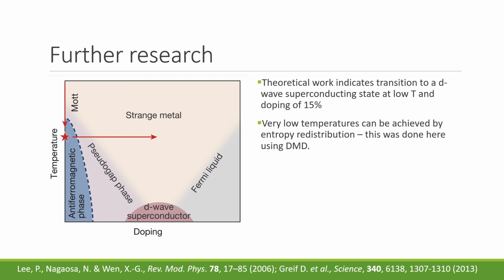Using the experimental methods laid out in this paper, the authors predict that even more of this phase diagram could be explored, possibly by reducing the temperature further using entropy redistribution, which they did here, but a more sophisticated entropy redistribution scheme could be utilized to get down maybe into the pseudogap phase or to the d-wave superconducting phase.